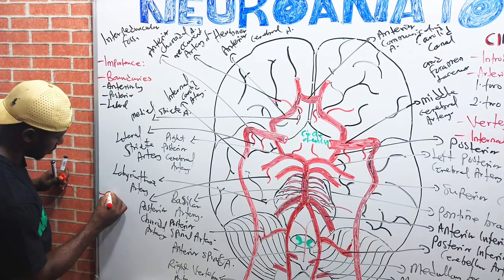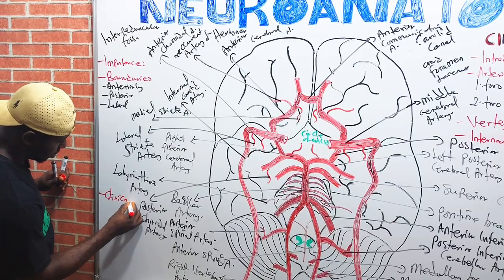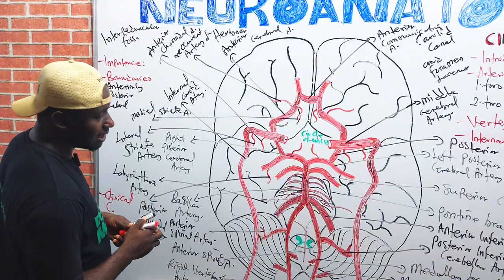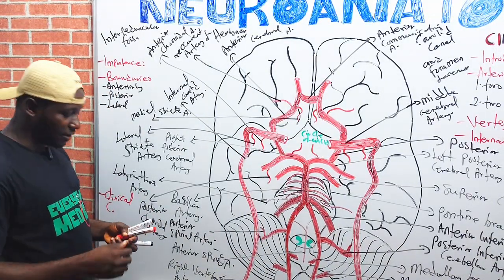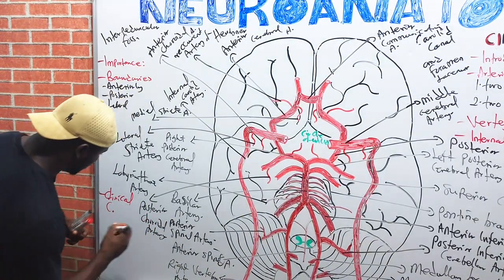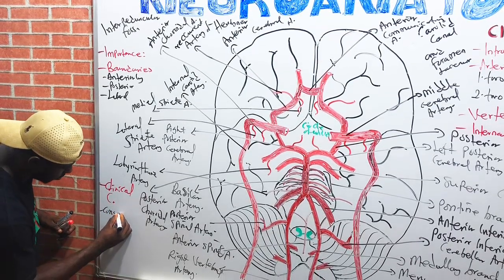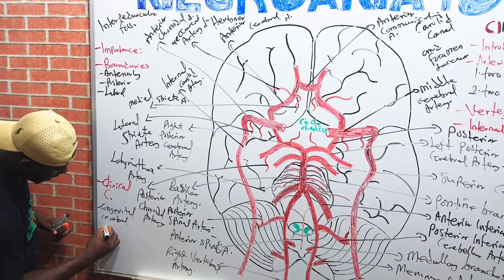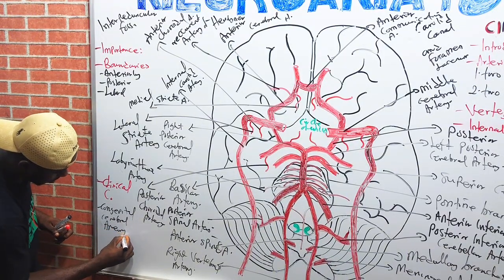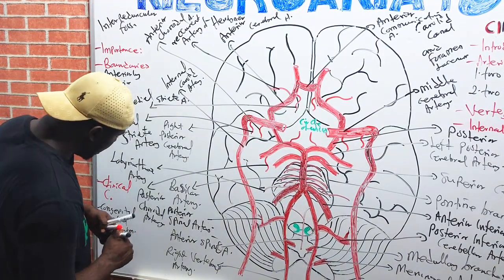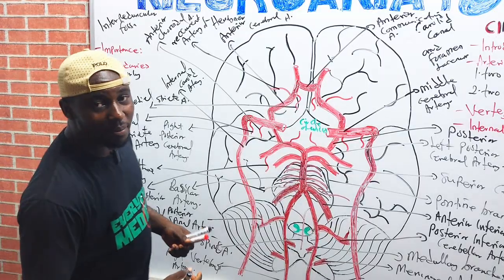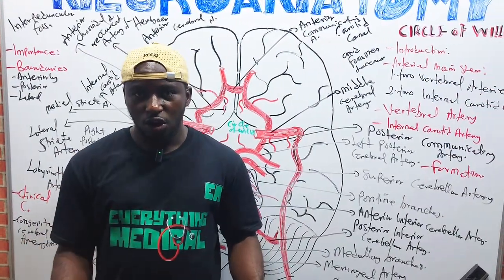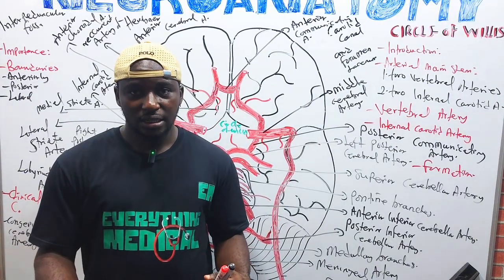Clinical correlation. Number one is congenital cerebral aneurysm. It is a condition whereby there is an abnormal dilation of the blood vessel wall, right, in the brain.